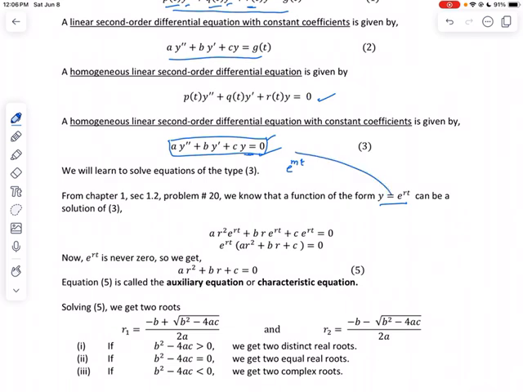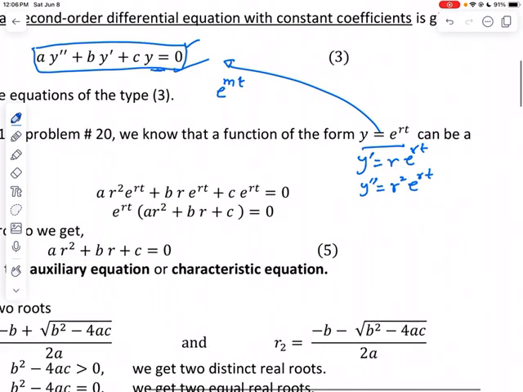So we have to plug it into this equation number 3, but before I do that I need to find y prime, which will be r e to the rt, and y double prime, which will be r squared e to the rt. So now we plug in here: a times r squared e to the rt, a is just the coefficient, for y double prime, plus b times r e to the rt, which is y prime, plus c times e to the rt, which is y.